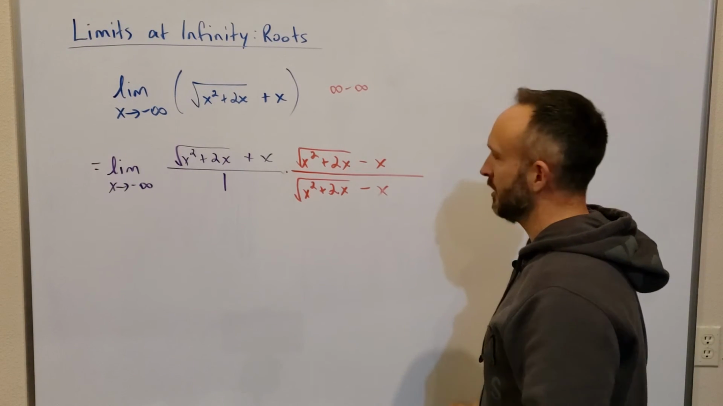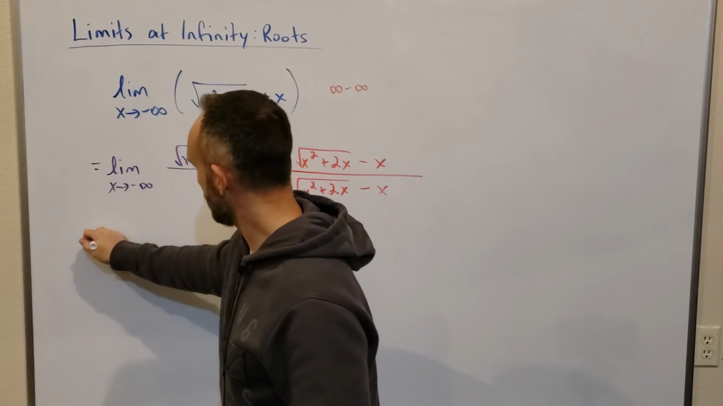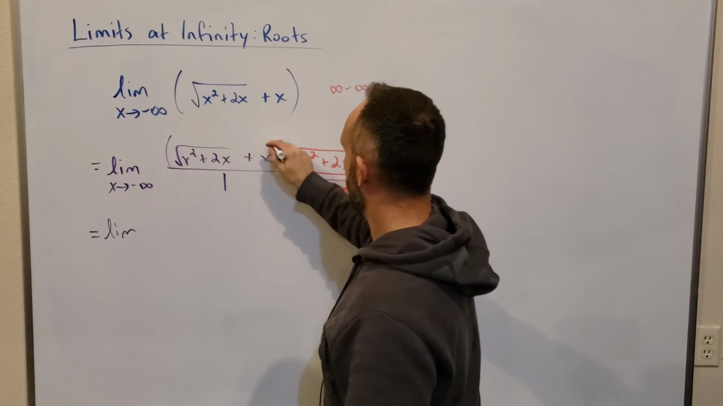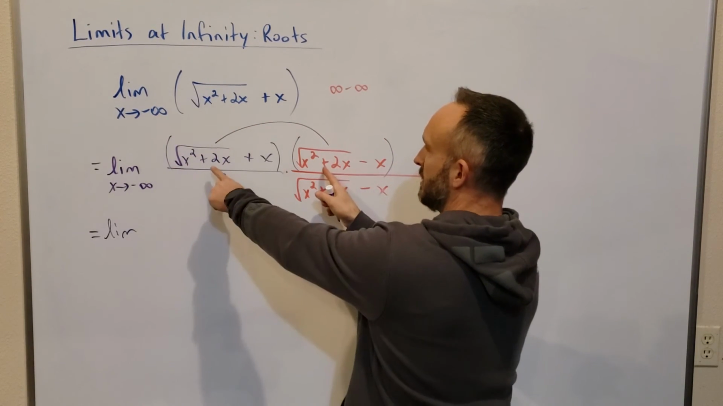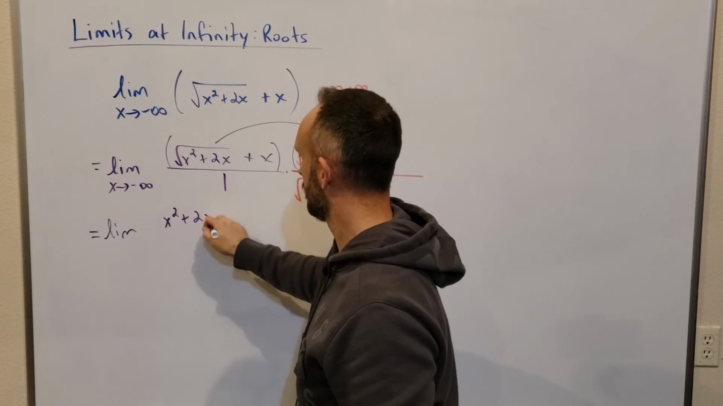Okay. The good news about conjugates is they're easy to multiply. Not going to spend a lot of time on that part. We have to multiply all of this by all of this. So the square roots, when you multiply a square root by itself, it goes away. So you just get x squared plus 2x.